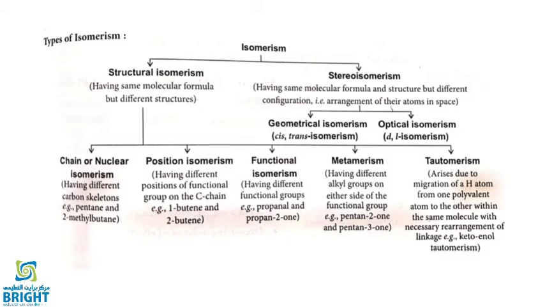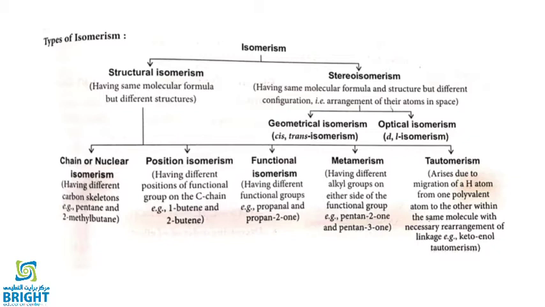And the last one given here is tautomerism. The tautomerism example I have given here is keto-enol. What is the condition of tautomerism? It arises due to migration of a hydrogen atom from one polyvalent atom to another. That is the condition of tautomerism. The example I have given here is keto-enol. Go through the examples, pause sometimes and write these all down.